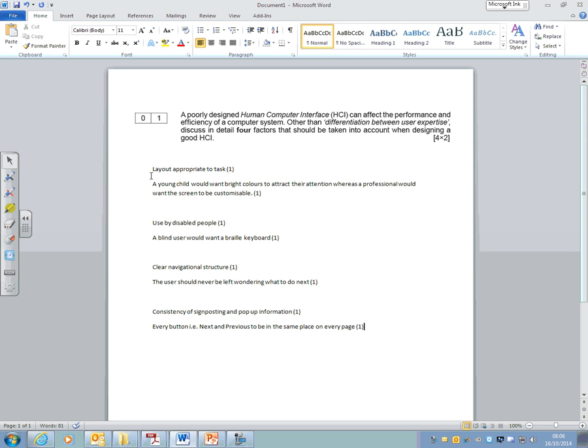So you can see you get your 4 marks for your headings and then 4 marks for your expansions. You can use any expansion you want for those ones, but stick to the same expansions for consistency of signposting and clear navigational structure.